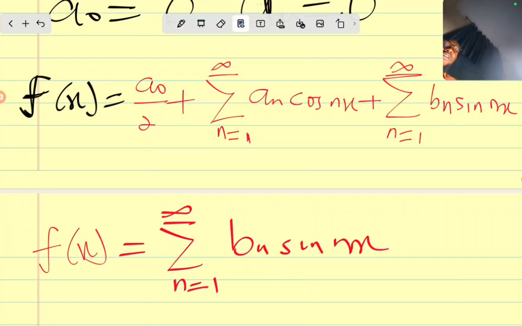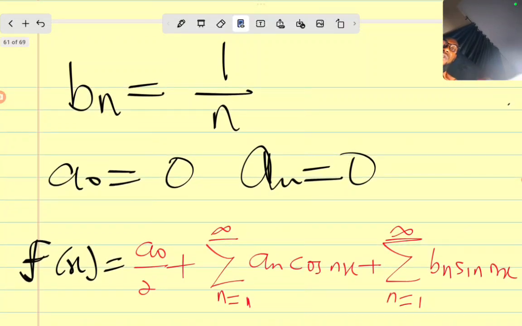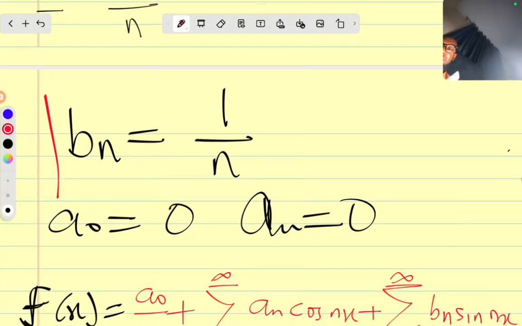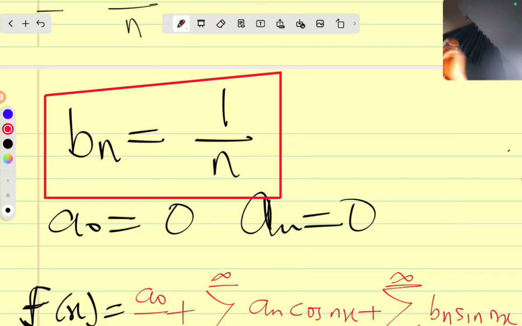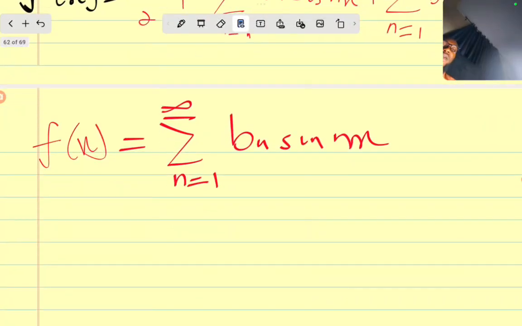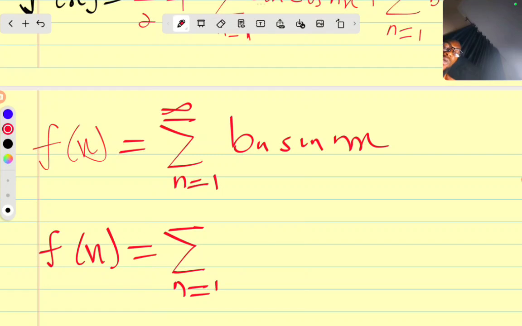So what is the value of our bn? The value of our bn is 1 over n. This is the value of our bn. So let me substitute the value of our bn in this last part of the Fourier series. So our f of x now is equal to the summation as n starts from 1 to infinity, 1 over n sine nx.